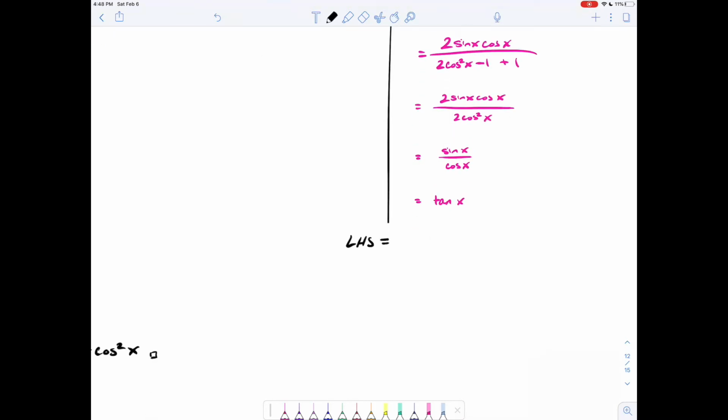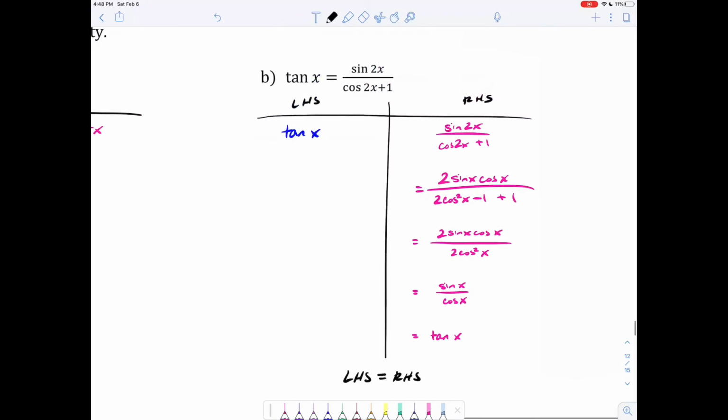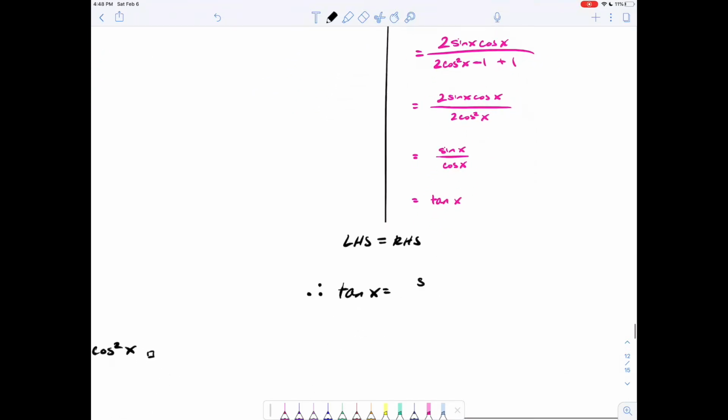In any case, we have that the left side equals the right side. Therefore, tan of x is equal to that other stuff, sine of 2x all over cos of 2x plus 1. Boom. Done. It's super, it's swell, it's splendid.